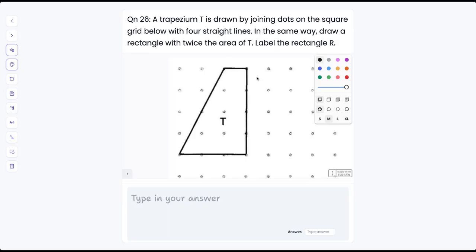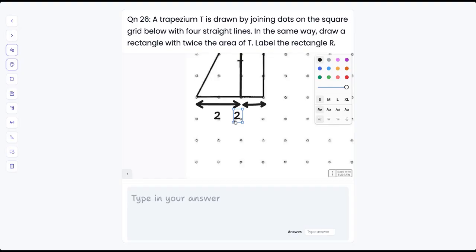If you look carefully in this case, it actually is one rectangle plus one triangle. After that, we can use the gaps to measure the area of this trapezium T. So I'm going to measure the base of the triangle, which is 2 over here. Then for the rectangle it is 1 space.